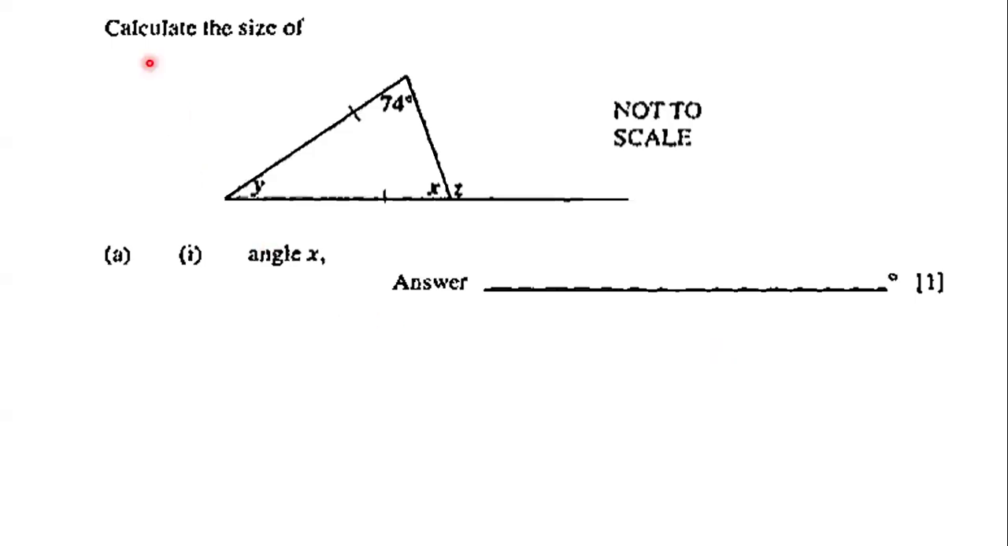Here, our goal is to calculate the size of angle X. Notice that angle X is this angle right here, and it's inside of an isosceles triangle. Now, how do we know that this triangle is an isosceles triangle? Well, we know it's an isosceles triangle because two sides of this triangle are equal. Two sides of this triangle are congruent.